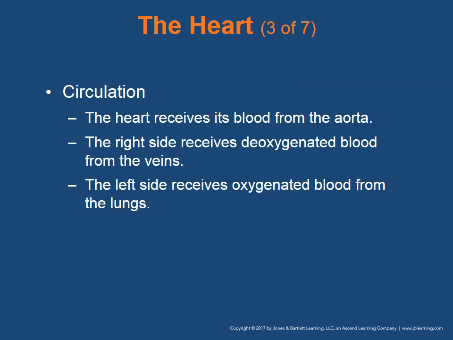Circulation. The heart receives its blood from the aorta. The right side receives deoxygenated blood from the veins. The left side receives oxygenated blood from the lungs.